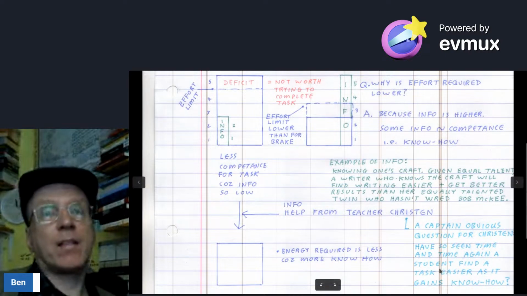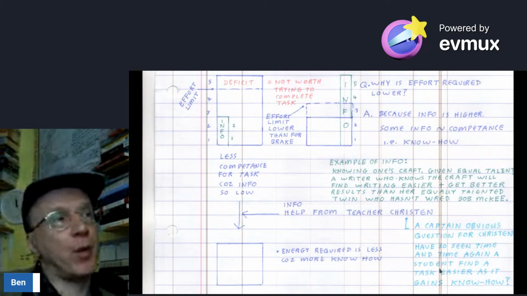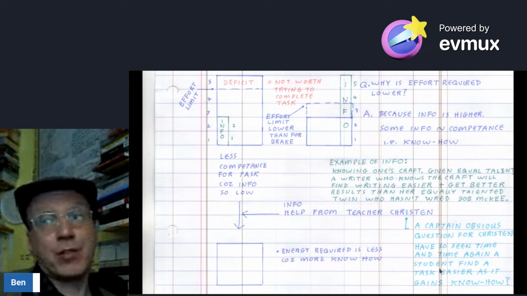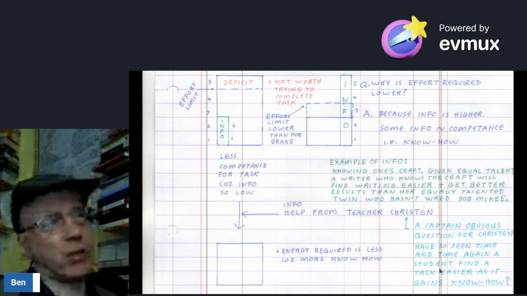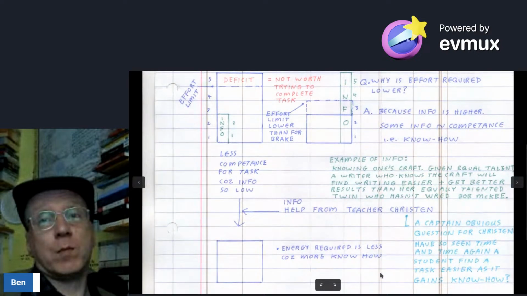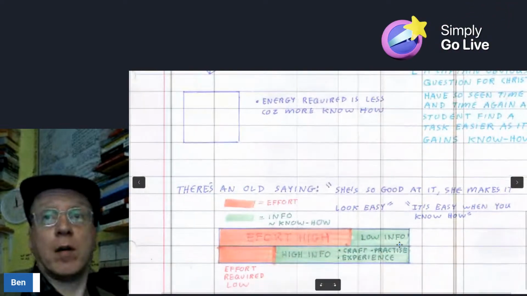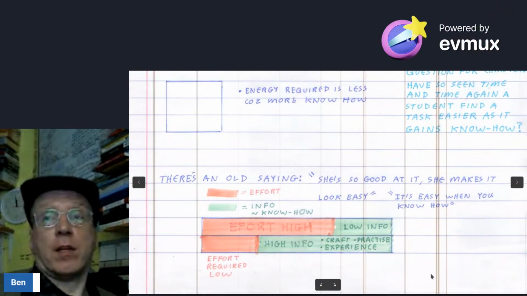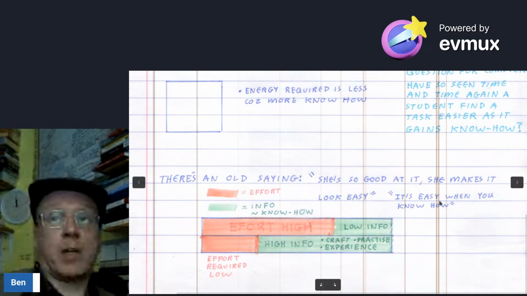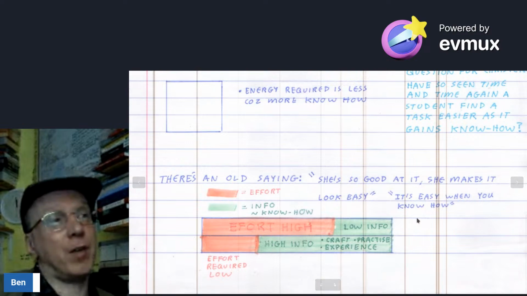This can frequently happen, where Dario has talked about this, where someone has changed careers because after 10 years the job is so easy that the person feels unchallenged and wants to go to a new career. Energy required is less because more know-how. Right, so she's so good at it, she makes it look easy. Easy when you know how. So here you have effort high, low info. So it's usually when someone does something new, it can be, oh, this is really, really hard. So much mental effort has to be put in.